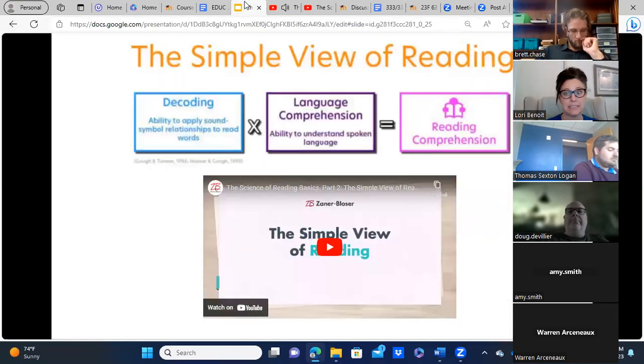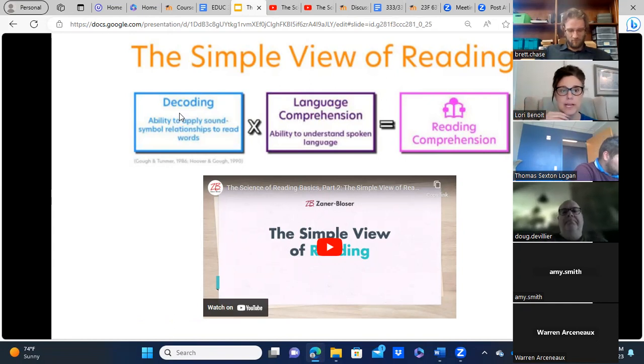So to avoid freezing up too much anymore, which I'm not really positive what's going on, but I think you get the gist of the reading, the simple view of reading. If you look at the top, I put the equation, and we're going to look at Scarborough's reading rope in just a minute so that you can see how it works.